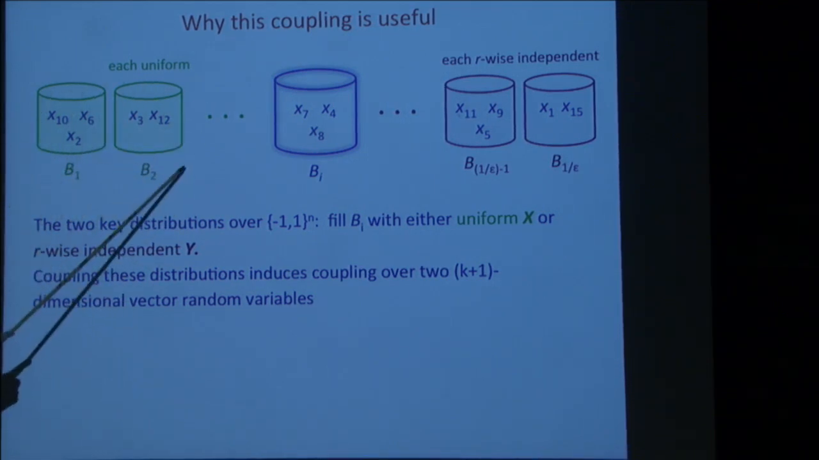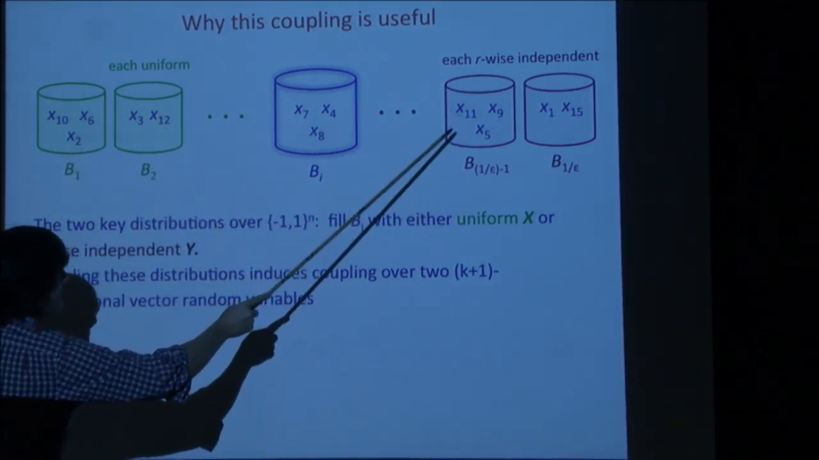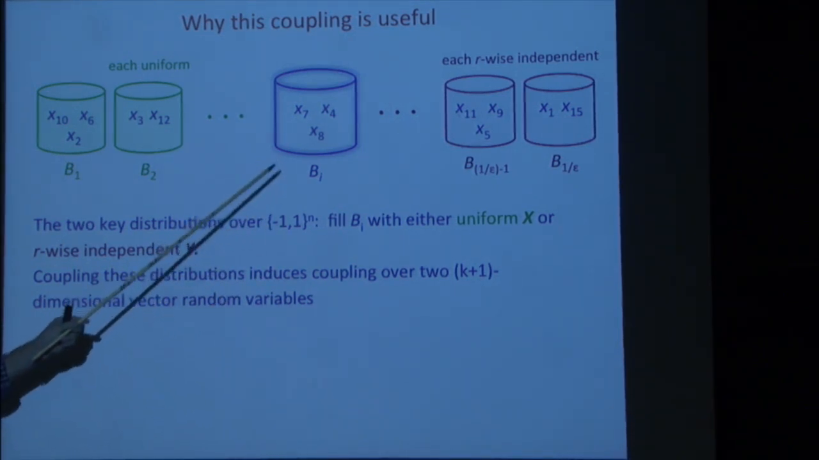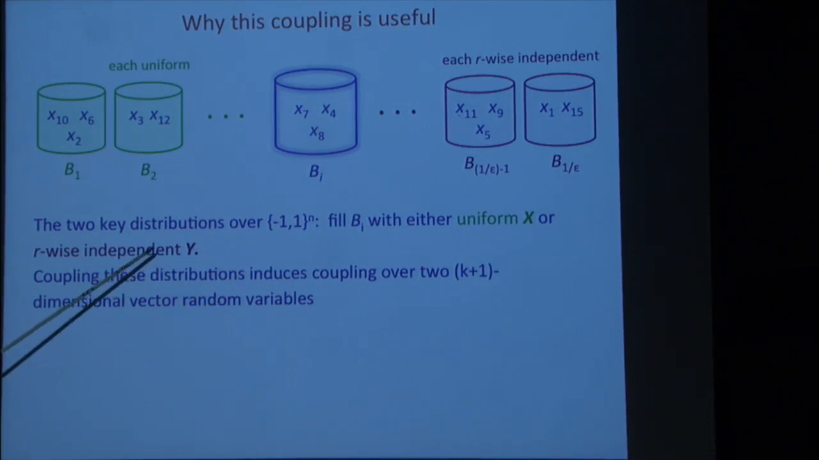We fill in the earlier buckets uniformly, the later buckets with R-wise independence, and to analyze the ith stage of the hybrid argument, we fill in the ith bucket either uniformly or pseudo-randomly. So it's kind of the ith stage going one way or the other.